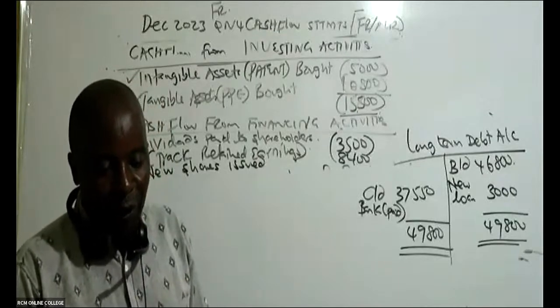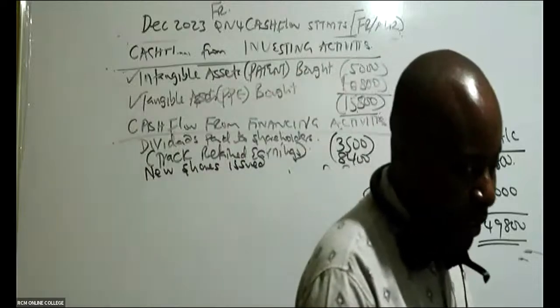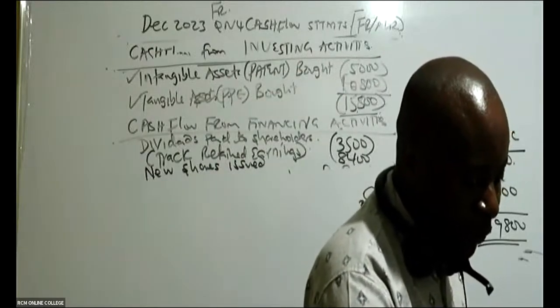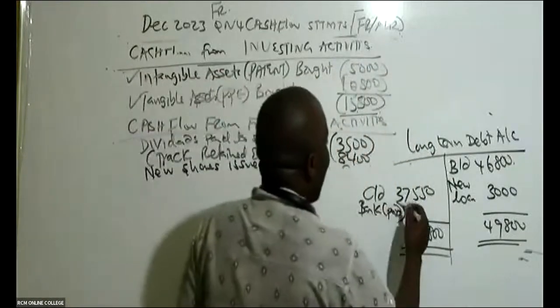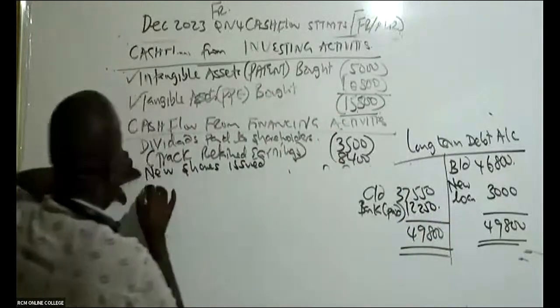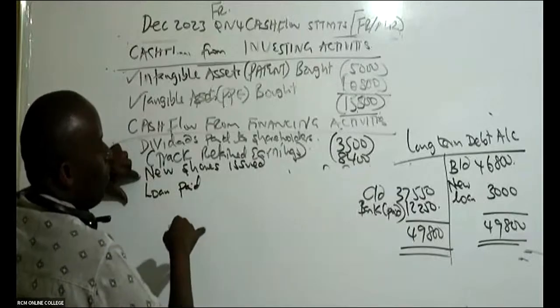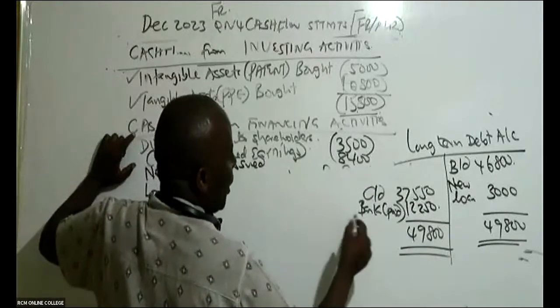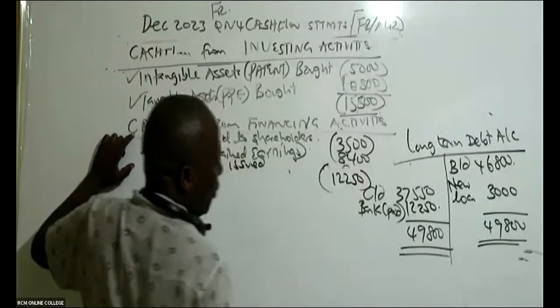12,250. Chogo is getting 12,250. Yes. So this is what I put here. Now here you have to be very, very careful. So we have in this case here loan paid. Loan paid in this case here is 12,250. So loan paid, of course, you put brackets.